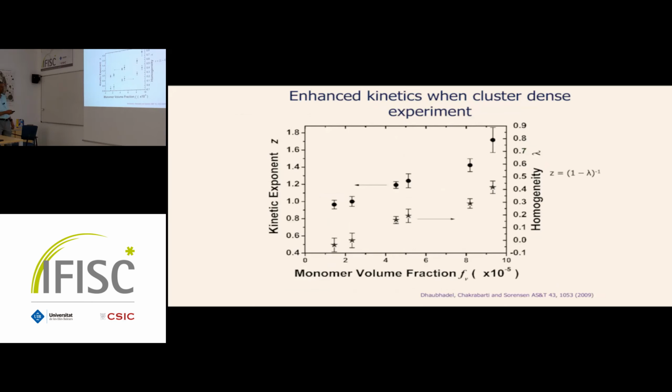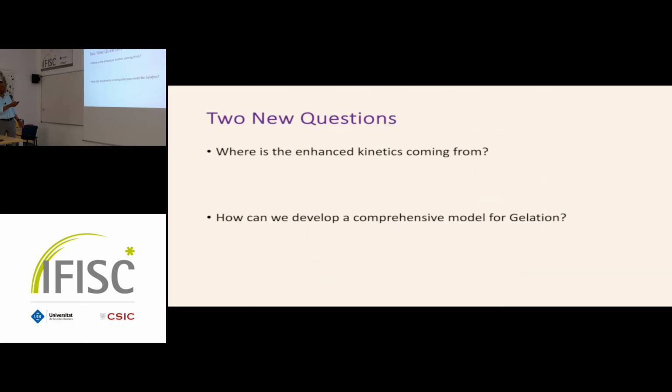And they also found Z, the kinetic exponent. You expect it to be 1, and you do start with 1, but as the system volume fraction increases, it becomes larger, from 1 to first about 1.2, and then it goes to 1.6, 1.8. It's hard to do experiments beyond that because it happens very fast. But this is where simulation comes in, and we show that it actually goes beyond that. So these two new questions come in.